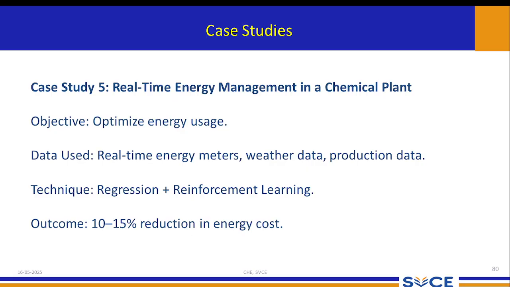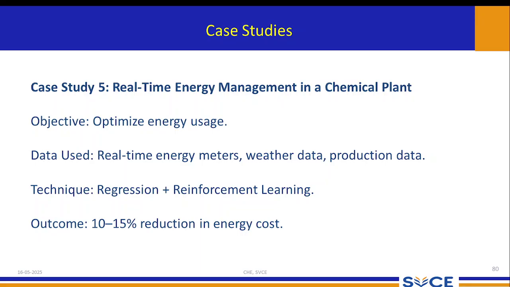Coming to case study 5, it is real-time energy management in a chemical plant. So the objective is to optimize the energy usage. The energy usage is very important for any process. If we use it effectively, the cost will be less, otherwise the energy will increase the cost. So the outcome is a 10 to 15% reduction in the energy cost.